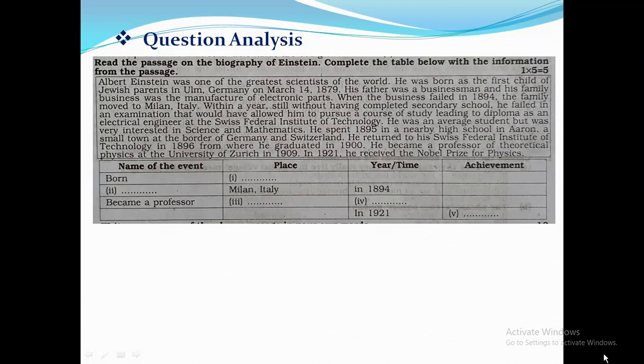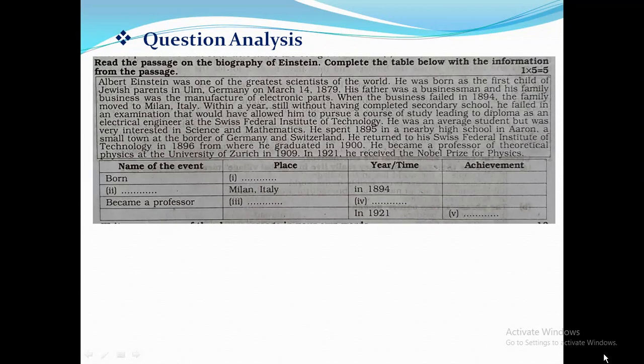Albert Einstein was one of the greatest scientists of the world. He was born as the first child of Jewish parents in Ulm, Germany, underline Ulm, Germany, on 14th March 1879, underline it. His father was a businessman and his family business was the manufacture of electronic parts. When the business failed in 1894, underline it, the family moved to Milan, underline this information.